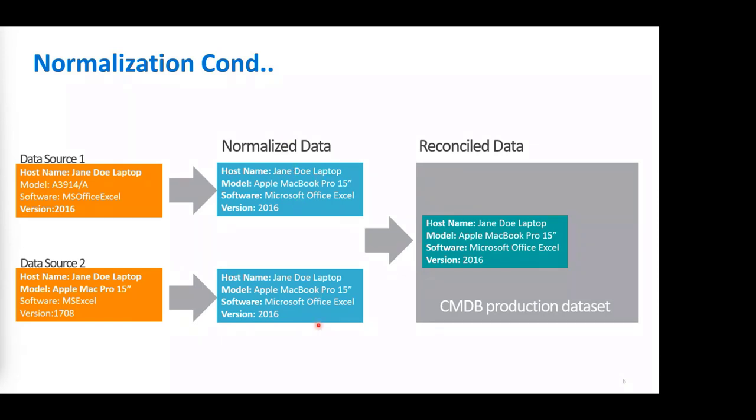So once the data is normalized like this, for example, here this software is changed to Microsoft Office Excel and the version is changed to 16. That is done in both the data sources, basically. And once this data is normalized, it is then further provided to the reconciliation to process it further. Any queries on this? Or maybe we'll proceed with the demo.